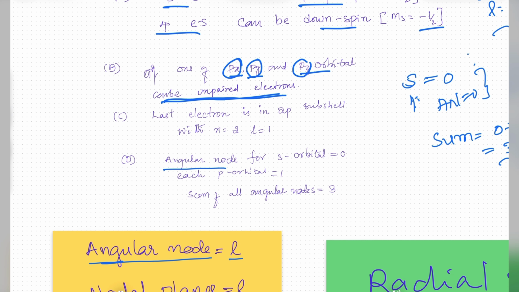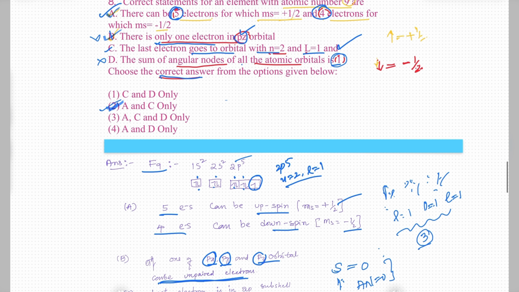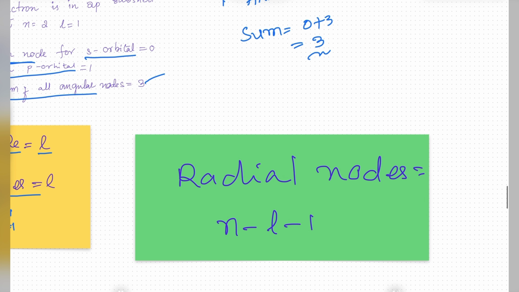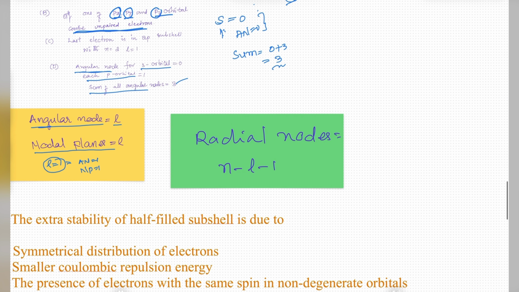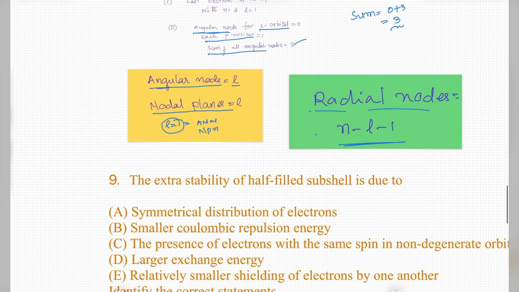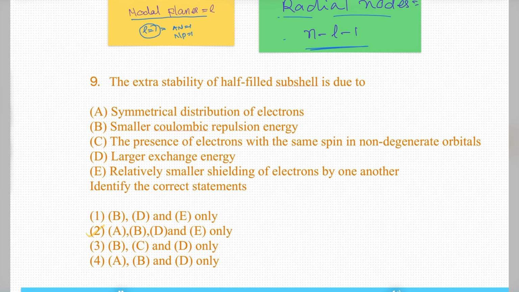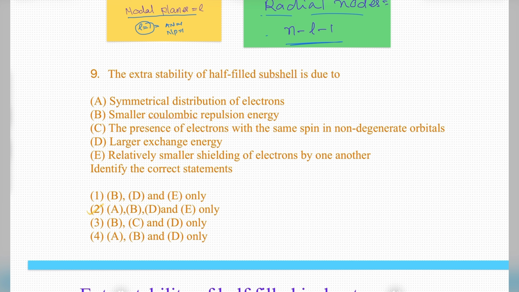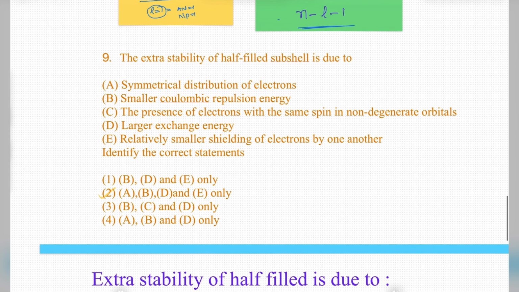Clear, students? Now I will explain one more thing here. All of you concentrate. Radial nodes. Come to this point. See, radial nodes are equal to the simple formula you have to remember: n minus l minus 1. What is the formula? n minus l minus 1. n is the principal quantum number, l is the azimuthal quantum number, and 1 is 1. You can substitute here, and we will get the answer for radial nodes. Next time, better luck, maybe a question based on radial nodes. Okay, come to the next question, question number 9.